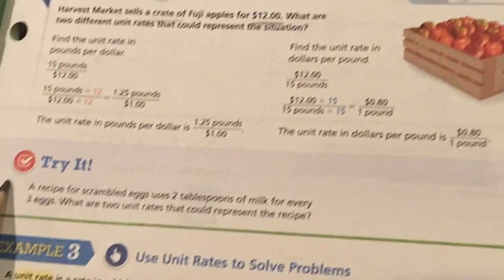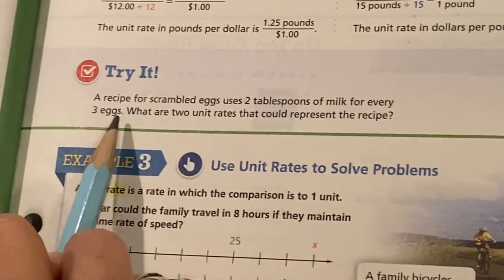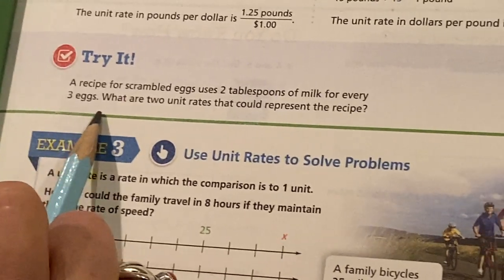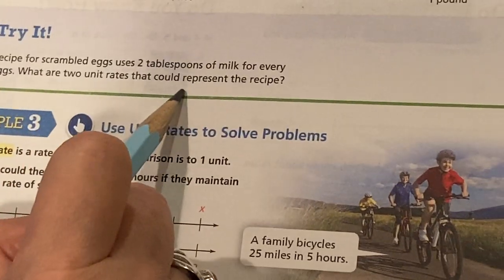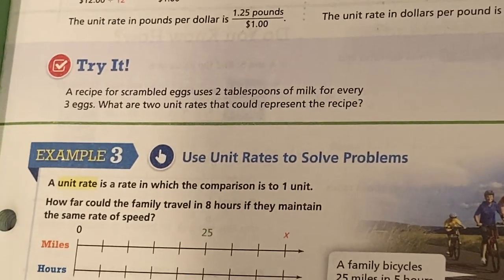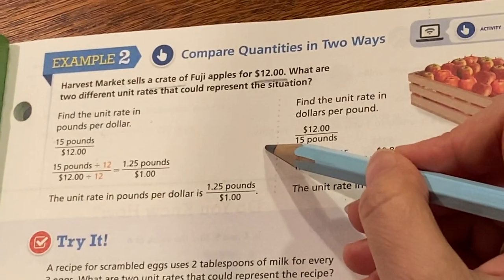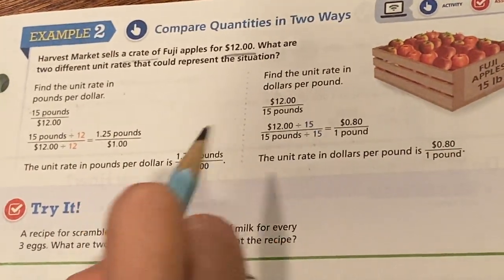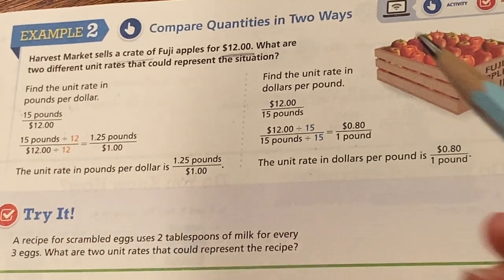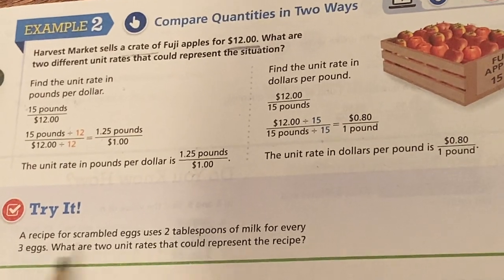Okay. Try it. A recipe for scrambled eggs uses 2 tablespoons of milk for every 3 eggs. What are 2 unit rates that could represent the ratio? So what do you think? Think about what we did up here. We did 2. We did 1 by the single dollar, the $1, and then we did another one by 1 pound. So what have we got here?